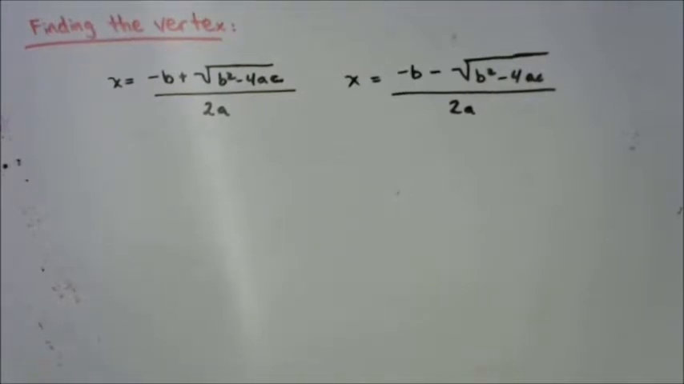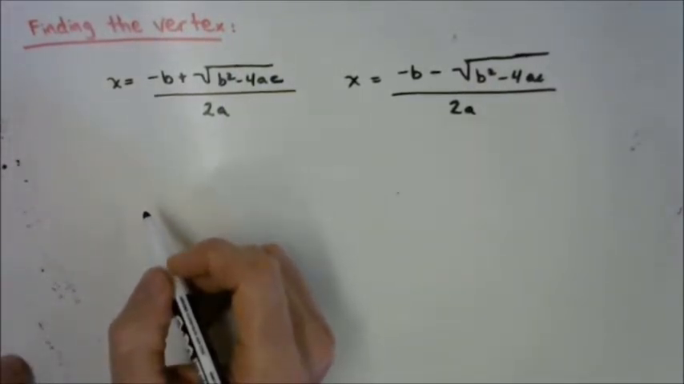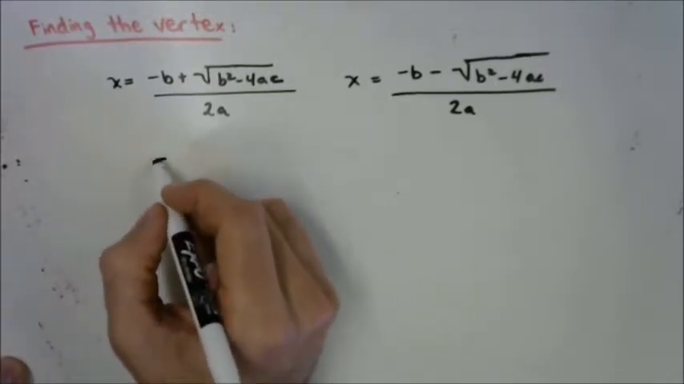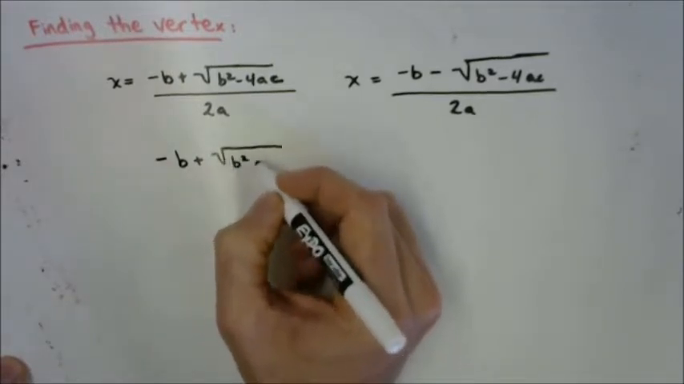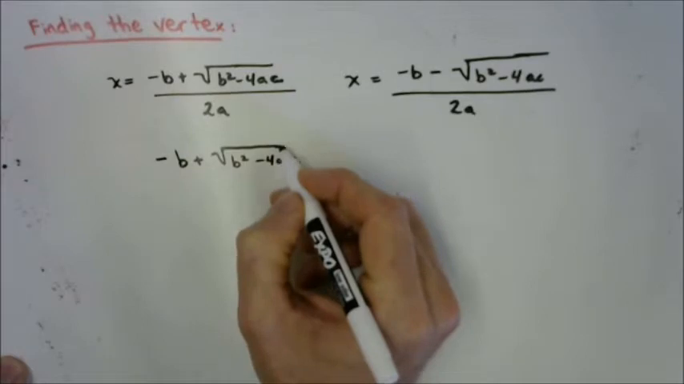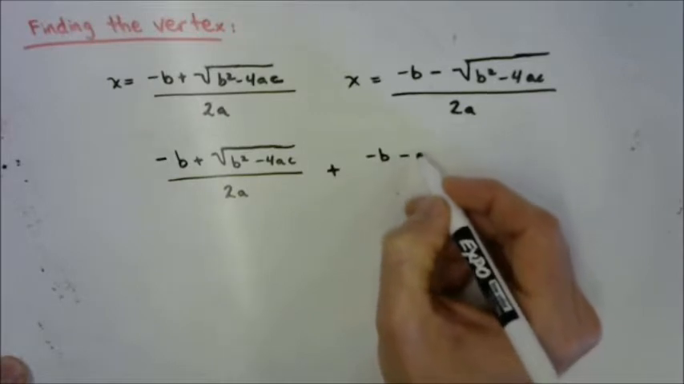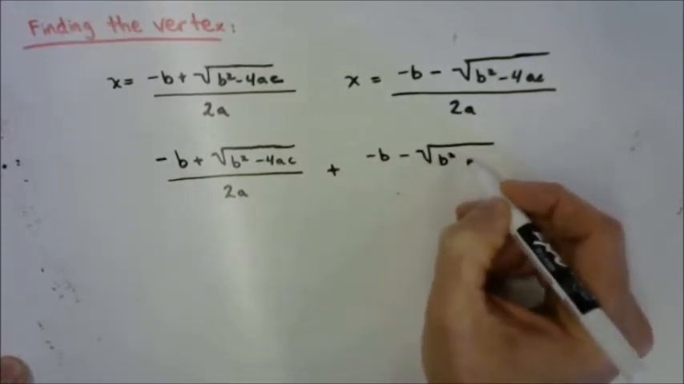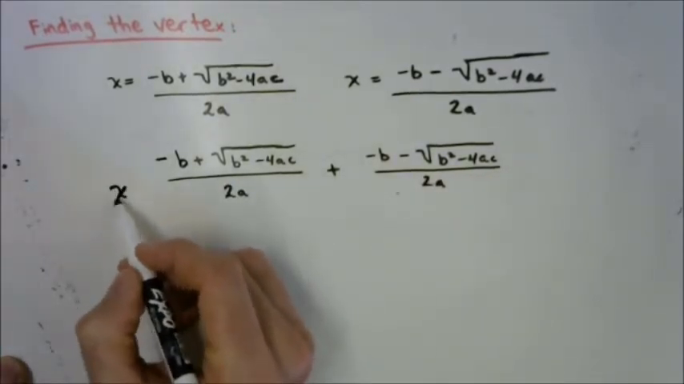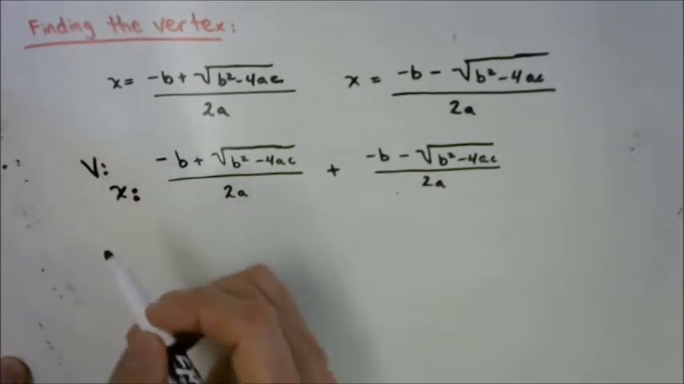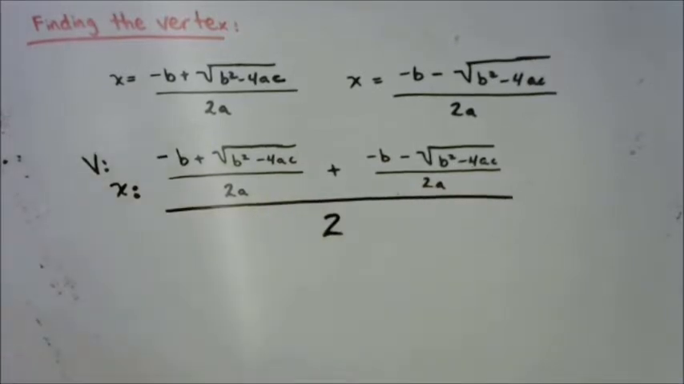And we know that when we normally find the vertex, the x-coordinate of the vertex, we're just finding the mean of our two x-intercepts. Well, here's an x-intercept and here's an x-intercept. And look at what happens when we find the mean of those two things. The mean is just adding them together. So we've got negative b plus the square root of b squared minus 4ac over 2a plus negative b minus the square root of b squared minus 4ac over 2a. And to find the mean of this for the vertex, the x-coordinate of the vertex, we are just going to add those up and divide by 2.